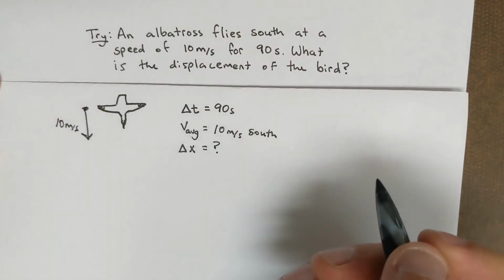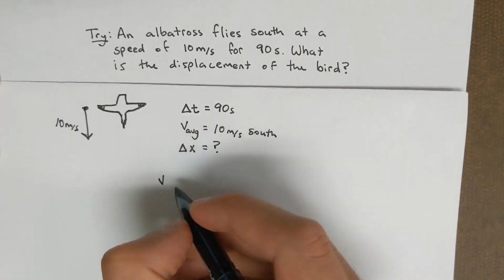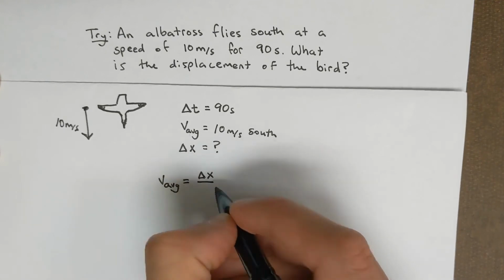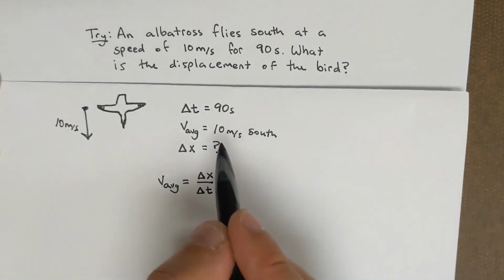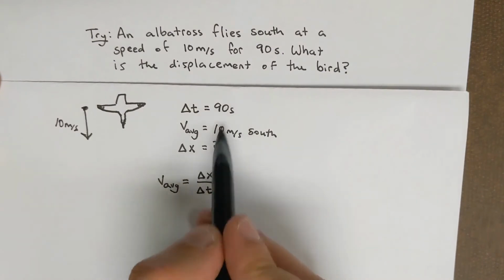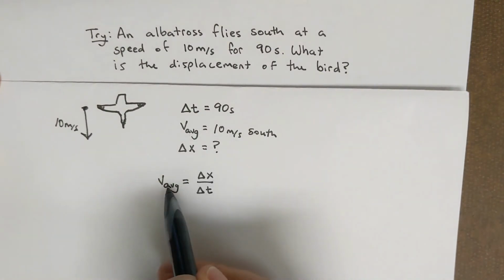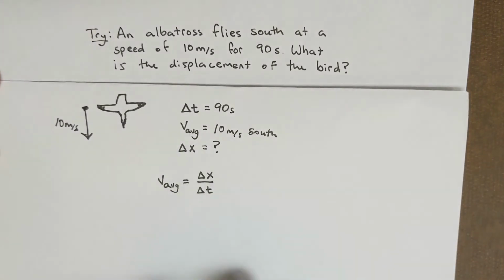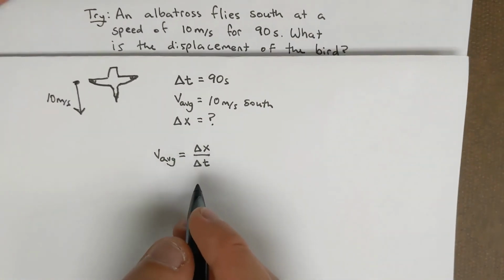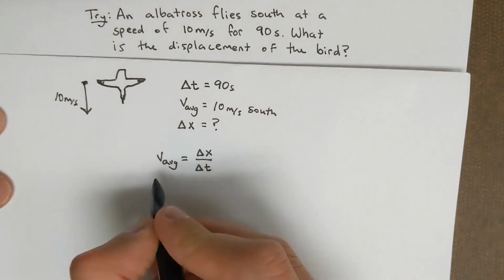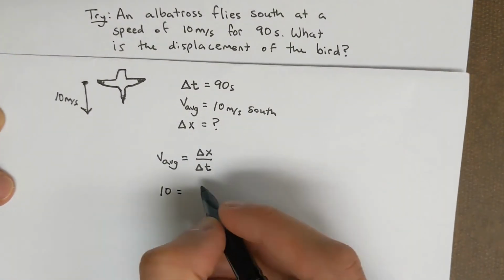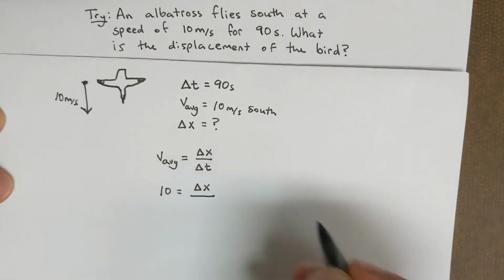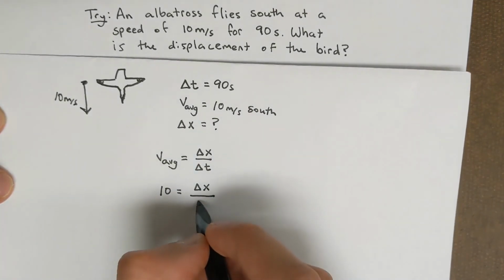Again, we're going to use the average velocity equation. The average velocity is equal to the change in the position over the change in the time. Then we substitute in the information that we were given. So 90 seconds goes in for the time, 10 meters per second goes in for the velocity, and we're looking for delta x. We have to do a little bit of algebra here. So we put in 10 meters per second for the average velocity. Delta x we don't know, so we leave it as delta x, the change in the position, and the time is 90 seconds.